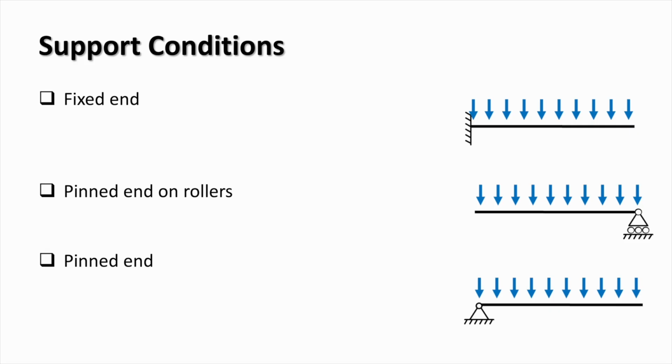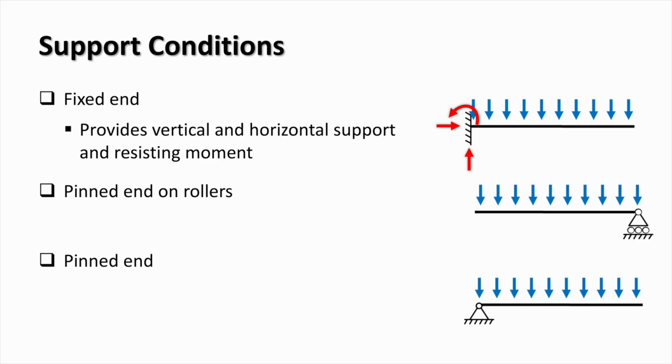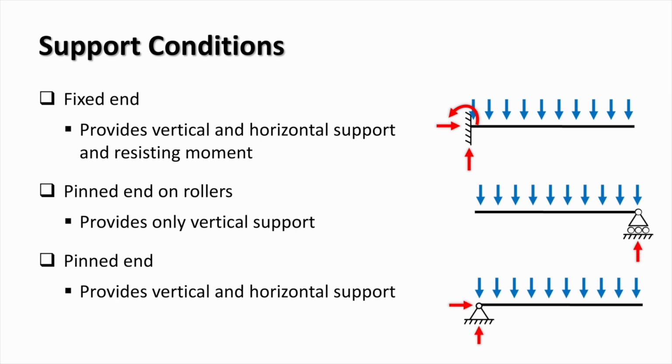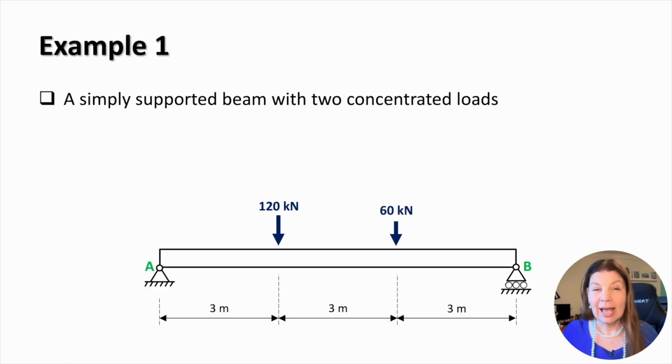Different types of supports provide different constraints to the beam. A fixed support prevents both translation and rotation. It therefore provides a horizontal force, a vertical force, and a moment reaction. A pin support on rollers only prevents vertical movement, so it provides one reaction force. And a pin support prevents both horizontal and vertical movement, but allows rotation, so it provides two reaction forces, but no moment.